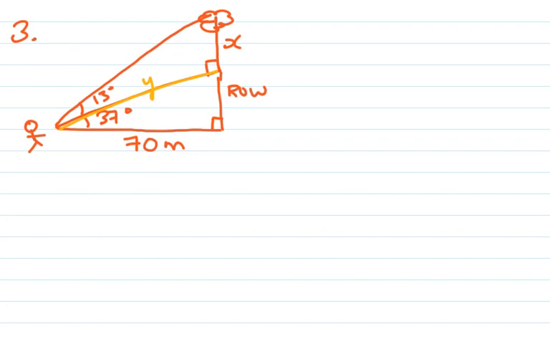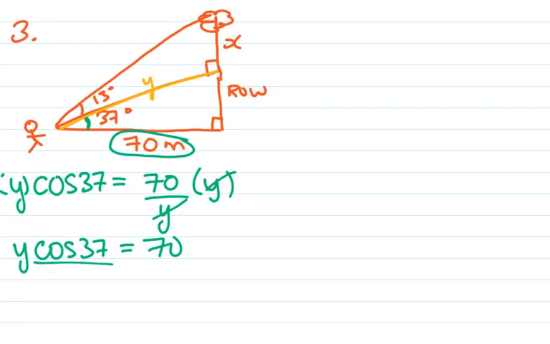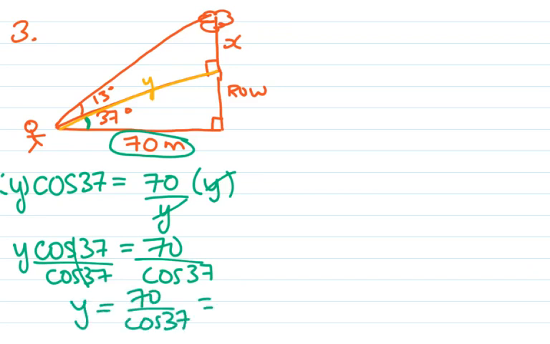Now, to find y, I'm going to use the angle 37, and I also have 70. So 70 is adjacent to 37, and y is the hypotenuse. So adjacent and hypotenuse, I would use cos. Cos 37 equals adjacent over hypotenuse, which we're calling y. I want to get y by itself, so I'm going to multiply both sides by y. So y cos 37 equals 70. Now divide both sides by cos 37. And y equals 70 over cos 37. In your calculator, that is 87.65. So this one here is 87.7.